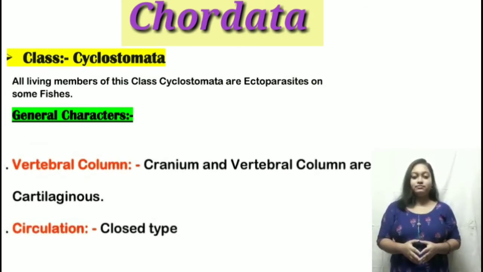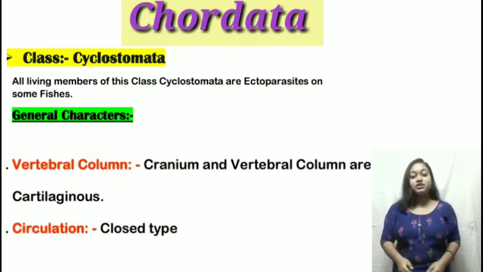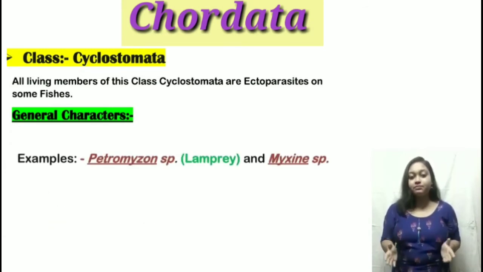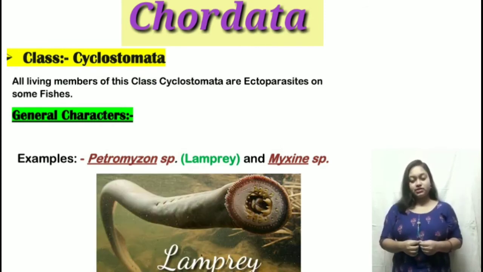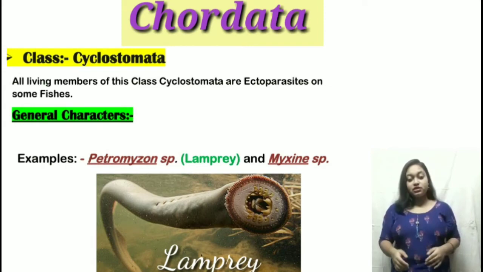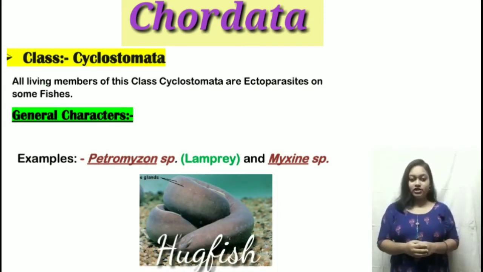Then the point is vertebral column. The cranium and the vertebral column are cartilaginous. Then the point is circulation. The circulation is closed type. Let's come to the examples. The examples are first Petromyzon, or we can call it lamprey, and Myxine, which we can call hagfish.